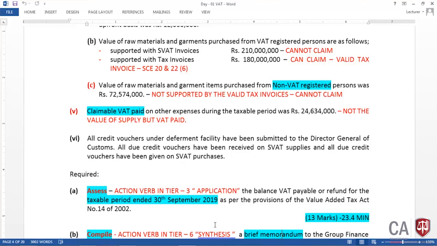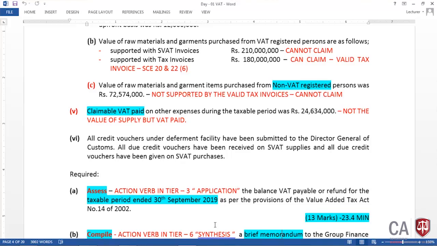Then claimable VAT paid on other expenses. See the word, it is claimable VAT paid. In that, claimable VAT paid on other expenses during the taxable period is 24,634,000. Then see, this is claimable VAT paid, not the value of the supply of that particular purchase, but it is the VAT.